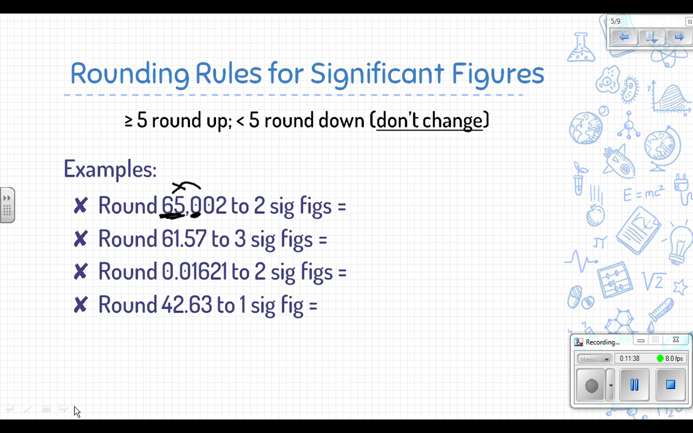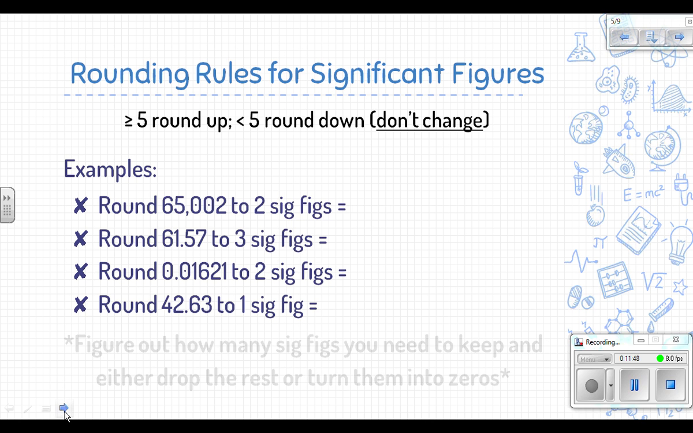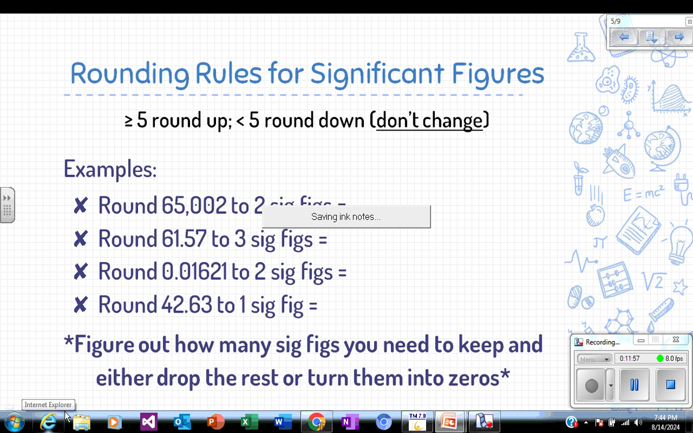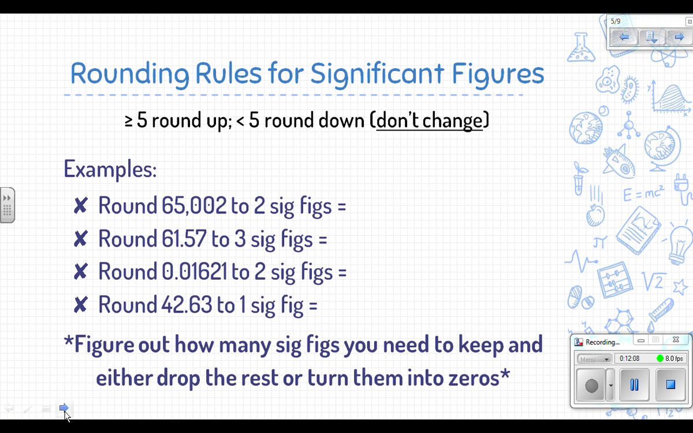But 65 and 65,000 are two very different numbers. So when we're trying to figure this out, we need to make sure that we are figuring out how many significant figures we need to keep. If we drop all those digits, that's 65. If someone owes me $65,000, I want 65,000. I don't want 65. So what we're going to do is turn the rest of those into zeros. So that's going to become just 65,000.